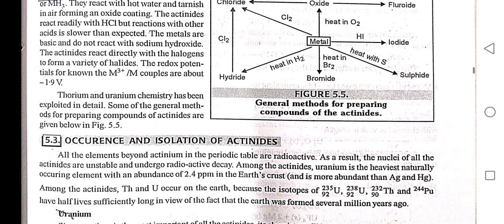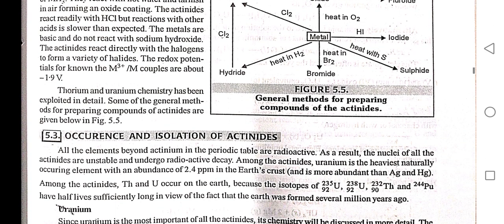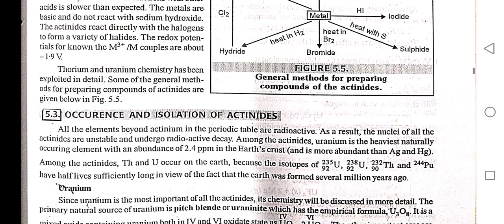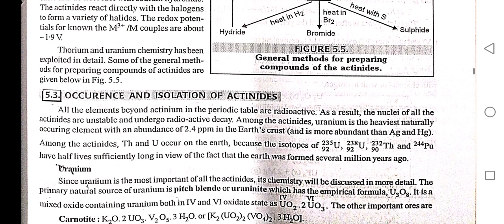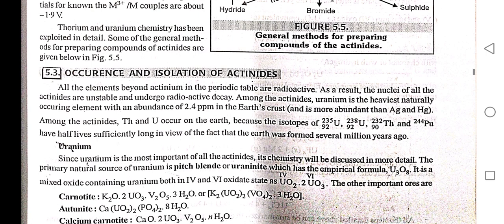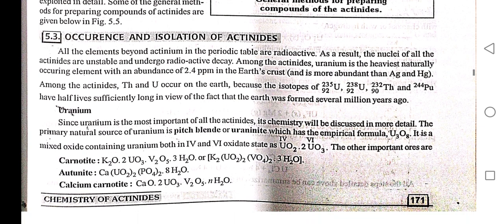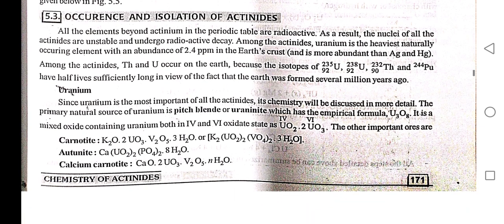The redox potential for the known M3+/M couples is about -1.9 volts. Thorium and uranium chemistry has been explored in detail. Some general methods for preparing compounds of actinides are given below. All the elements beyond actinium in the periodic table are radioactive. As a result, the nuclei of all the actinides are unstable and undergo radioactive decay.